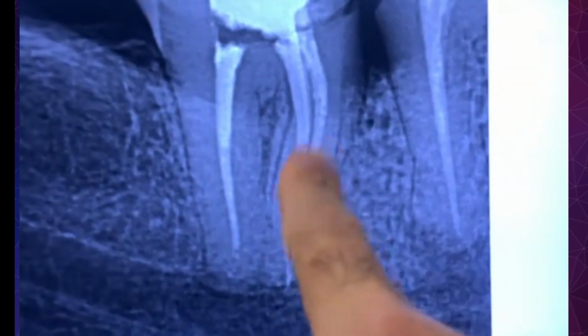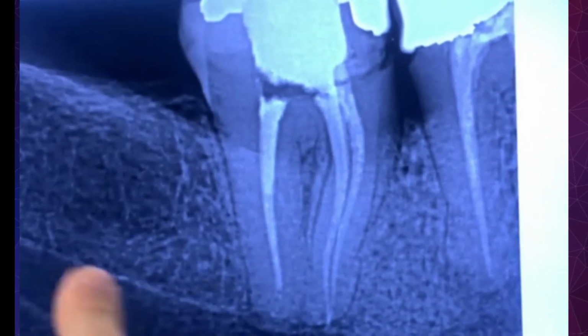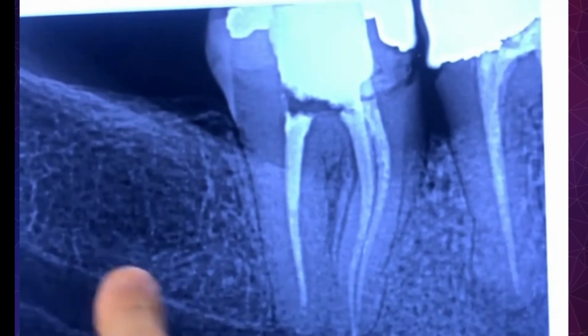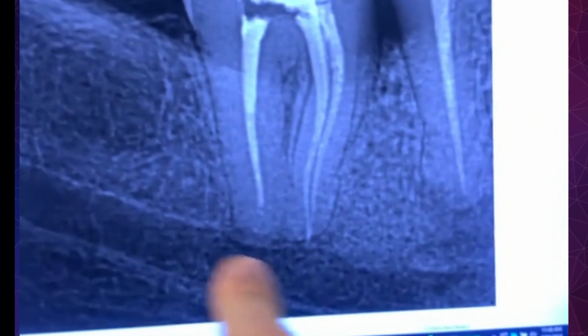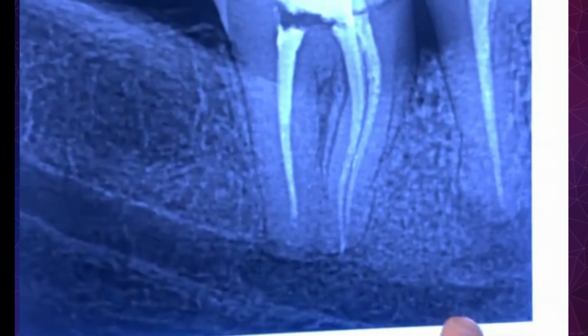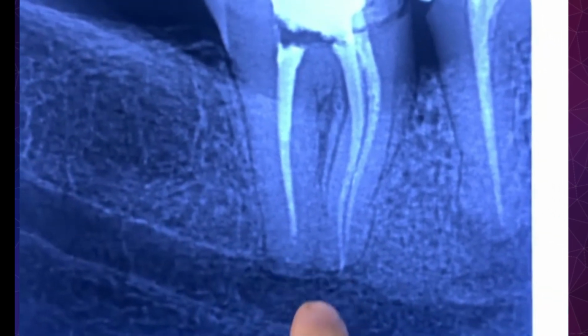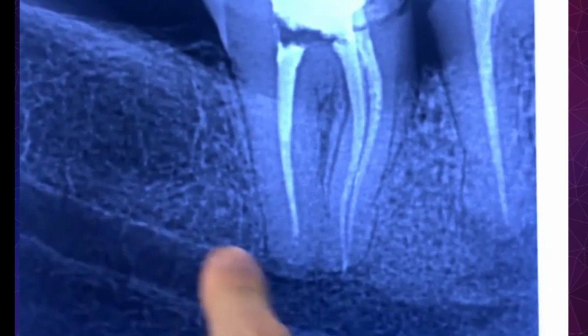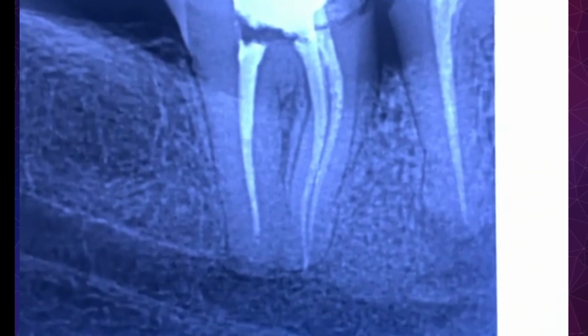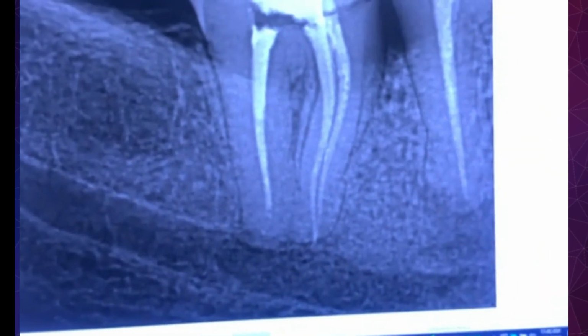And again, when working on these teeth, be really careful. Look where the inferior alveolar nerve canal is. Be really, really careful working on these teeth here, given the proximity of the roots to the inferior alveolar nerve canal. I've seen cases where the dentist filled the inferior alveolar nerve canal with calcium hydroxide, sealer, gutta percha, what have you. Be really careful in this area.